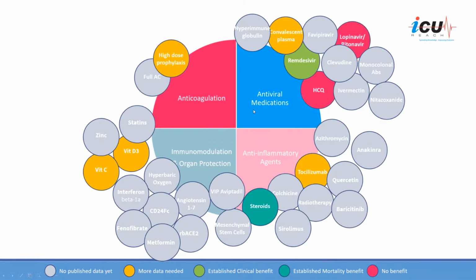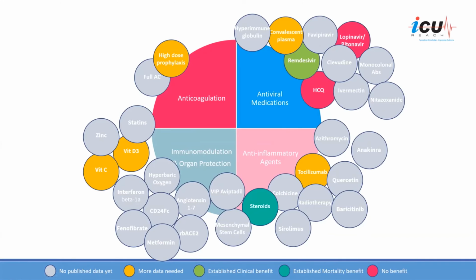You probably see that there are different colors. When you see the dark green, that means we have studies showing established clinical and mortality benefit. And the only circle that is dark green is steroids. When you see the light green, that means there is established clinical benefit with a trend towards improved mortality. And the only medication that falls under this category so far is remdesivir.